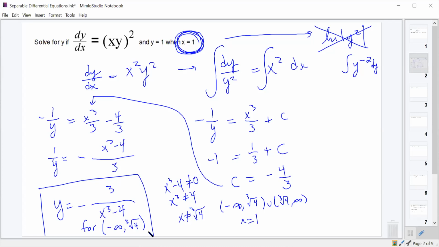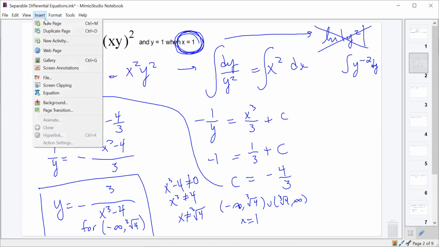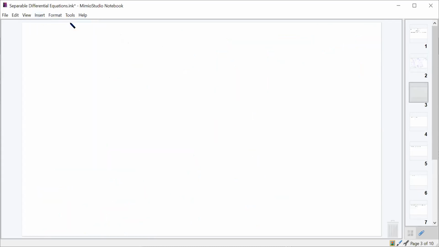Good. All right. And another sort of cool thing to note here is that if we were to take the derivative, and we're going to do this right now, if we were to take the derivative of -3 over x cubed minus 4, we should get x squared y squared. And so I'd like to show that that's the case. So y equals -3 over x cubed minus 4.